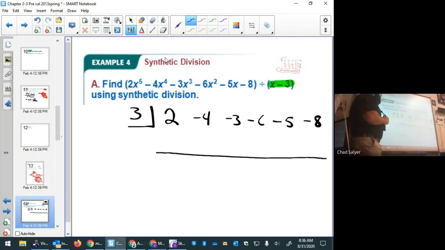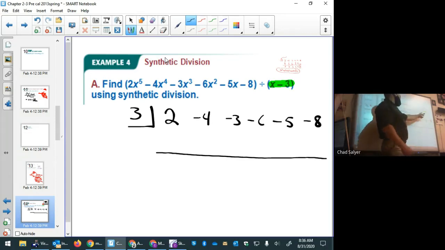Mason? So if that was x plus 3, would it be a negative 3 right there? Yes. Good question. The question was, if this were x plus 3, would this be a negative 3? And the answer is yes.